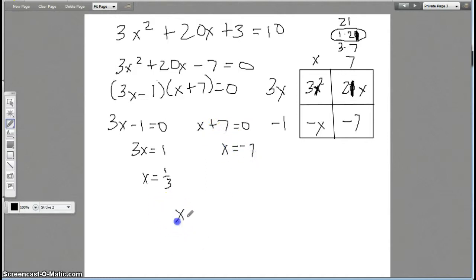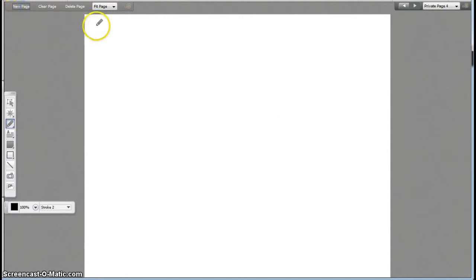So those are our solutions. x equals 1/3 and x equals -7 are both solutions to this equation. So if you plug either one of those back into the original equation, you'll find that it's true. Okay, now let's work some example problems actually given in set 2.